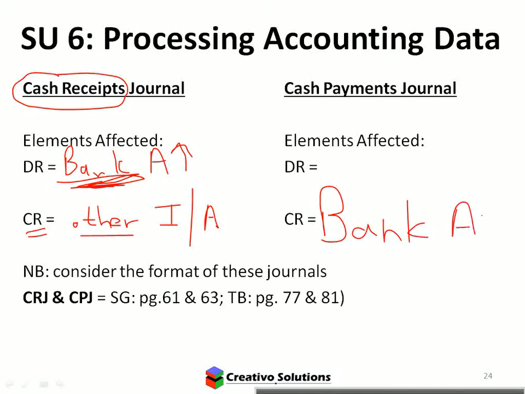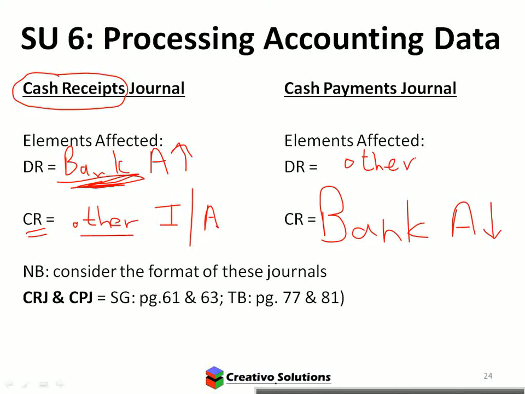Bank, asset, decrease. Right. Elements affected, other. Right. Can I pay for an expense? Yes. Then you'll credit the bank, you'll debit the expense, whatever it is. Water and light, stationery, there's a lot. Can I pay a liability? Yes. Credit the bank, debit the liability. It could be the loan, it could be the creditor, could be any liability.